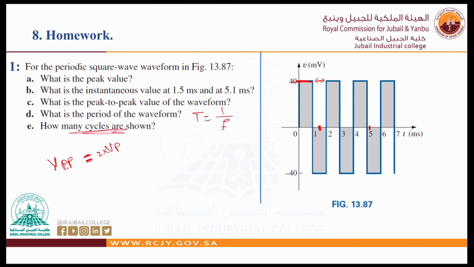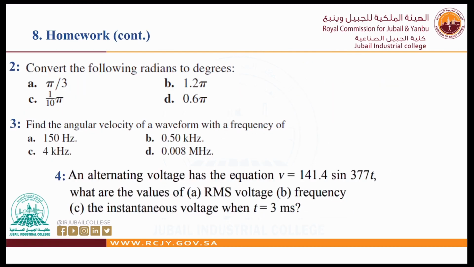How many cycles are shown? As I told you, this is 1 cycle, this is the 2nd cycle, and you can find the rest. How many cycles are shown? Now for the second question, convert the following gradients to degrees from the formula. Try to solve it, because you need to practice using the calculator. That's why I'm showing you these types of questions, because you will need it.